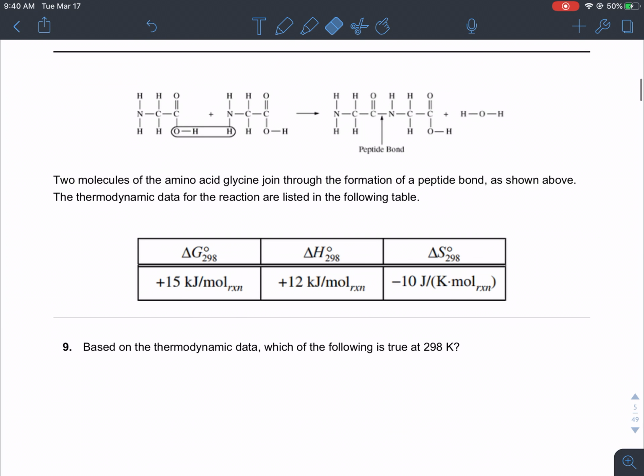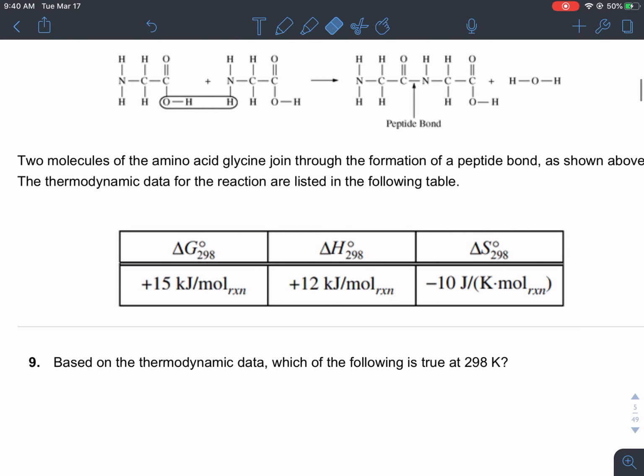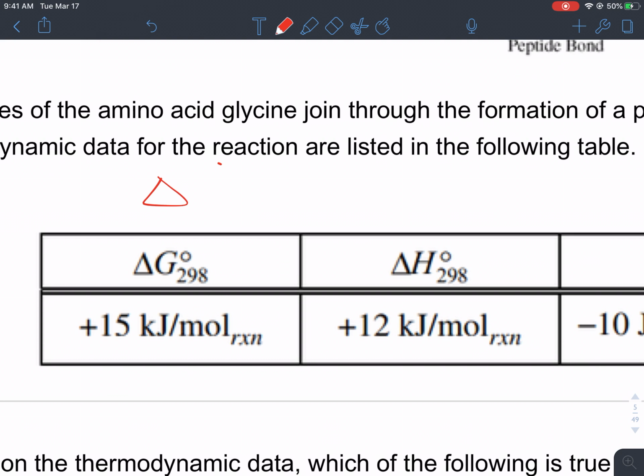All right, number 9. Okay, you have this going on. 2 molecules of the amino acid glycine joined through the formation of a peptide bond, as shown. The thermodynamic data for the reaction are listed in the following table. Based on the thermodynamics, which is true at 298 K? I was confused. I saw, remember our delta G is equal to negative RT ln K?